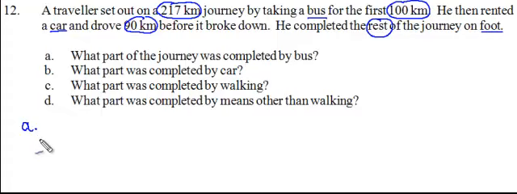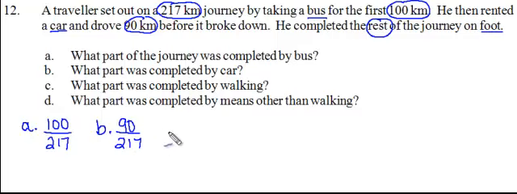We know that he took a bus for 100 out of the total 217 kilometers. So that fraction represents the journey completed by bus. B is asking what part was completed by car. We know that he took a car for 90 of the total 217 kilometers. So that fraction represents the part completed by car.